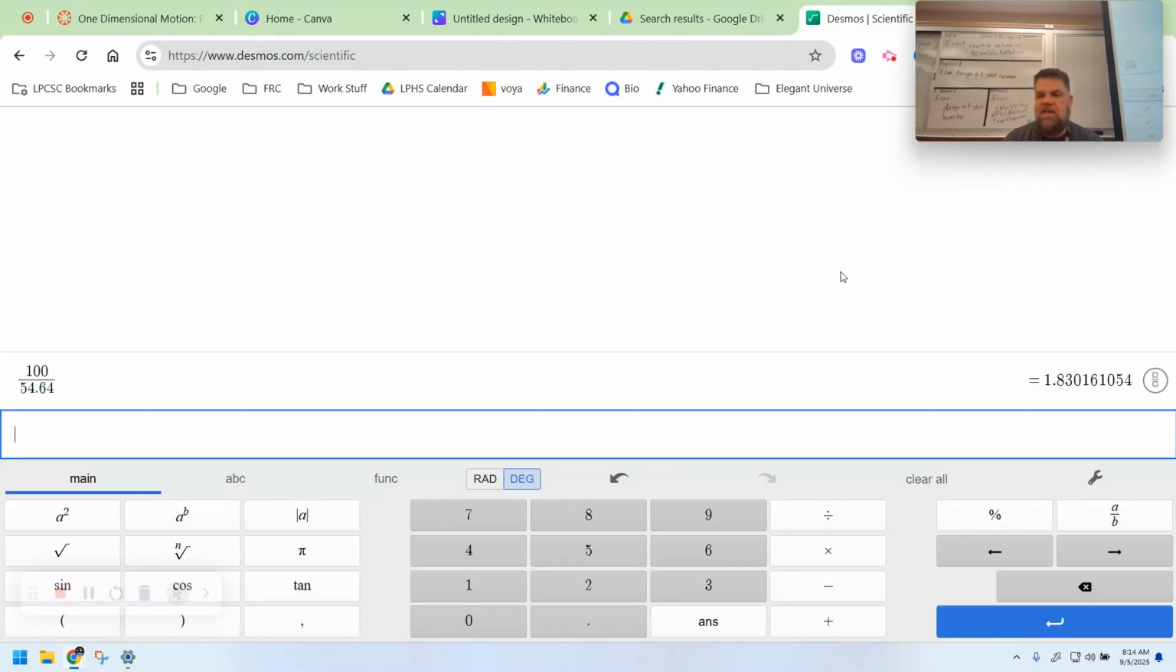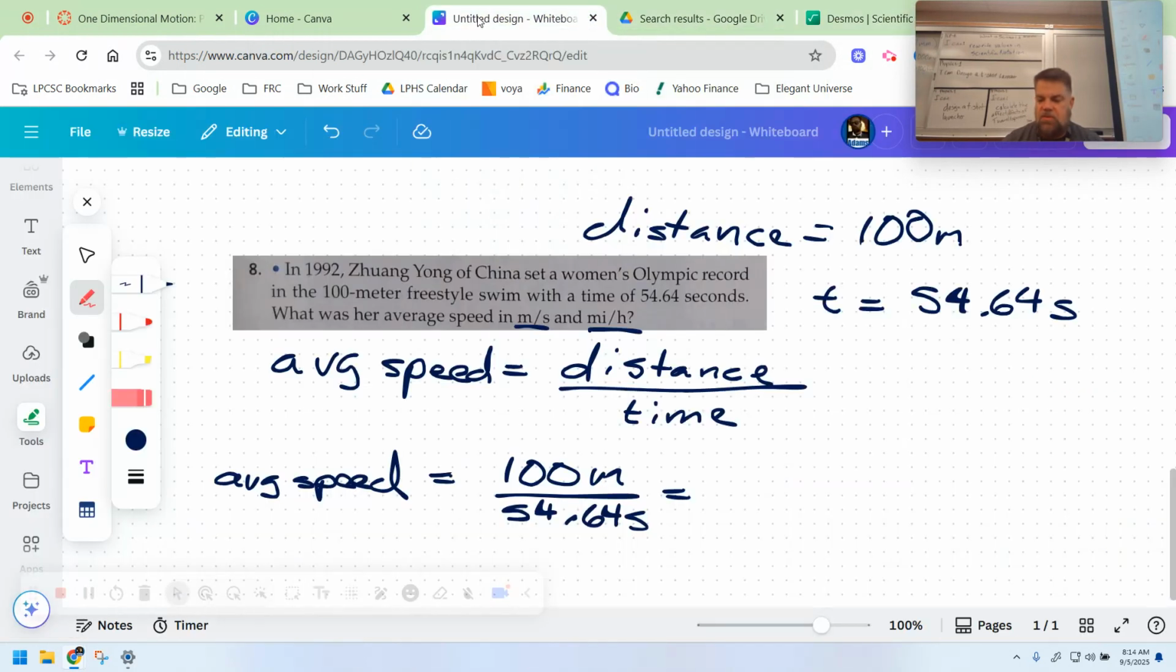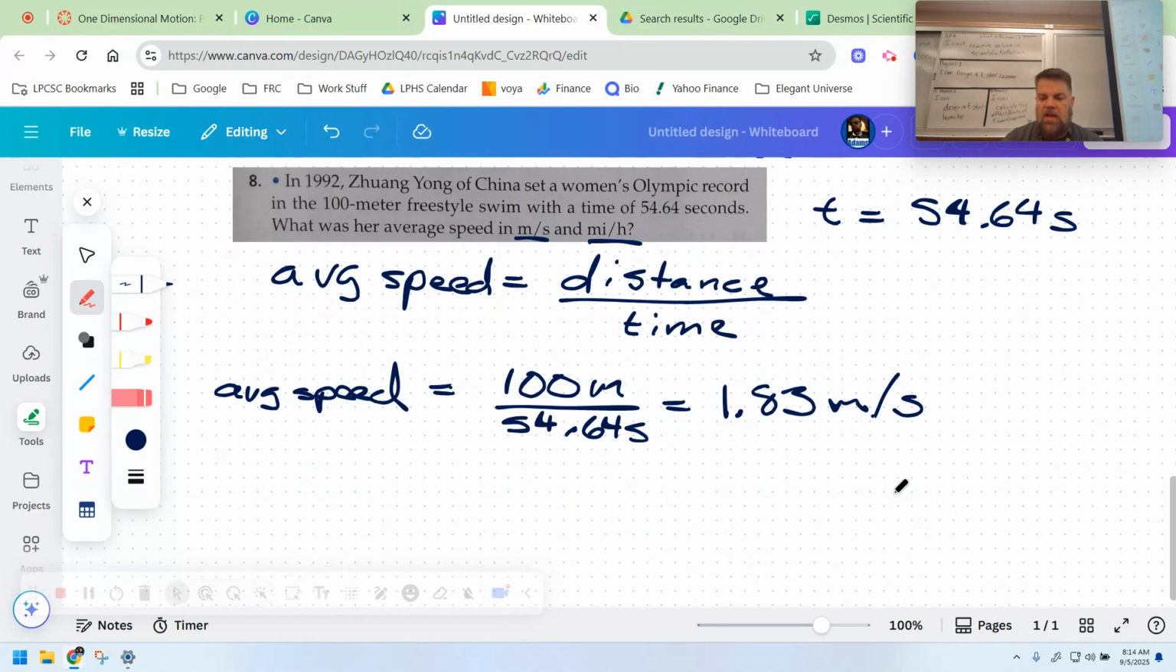Oh, it was multiple choice, right? So there was no error or anything like that. So this becomes like 1.83 meters per second. All right, so that's part A, the first part. So then remember, you could rewrite it like this: 1.83 meters per 1 second.